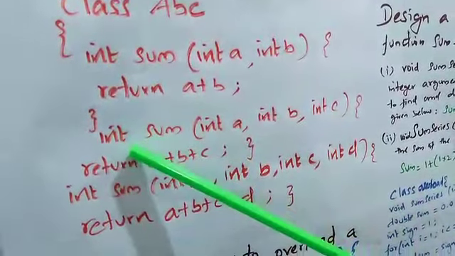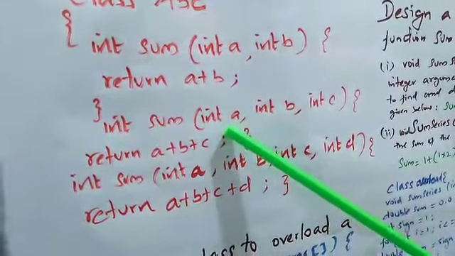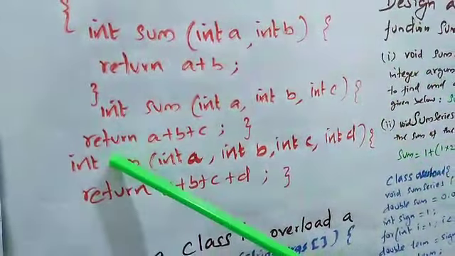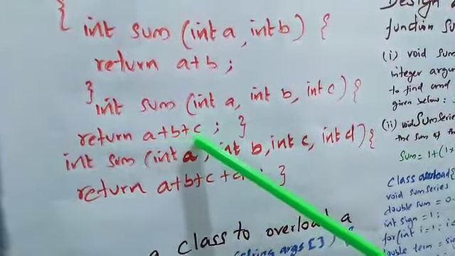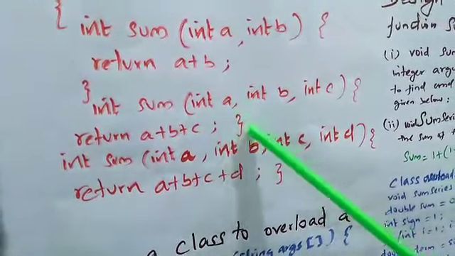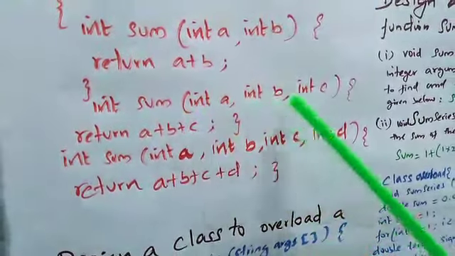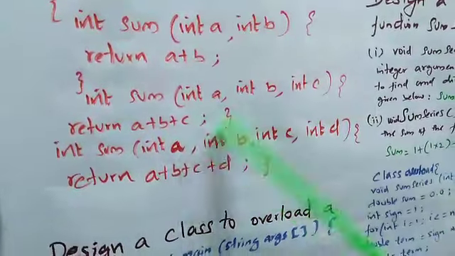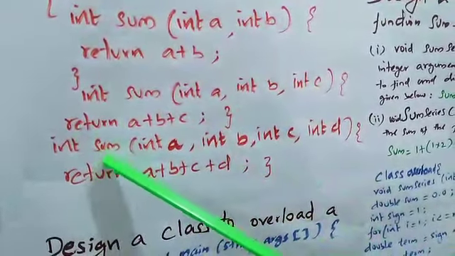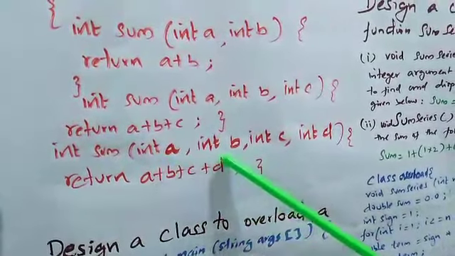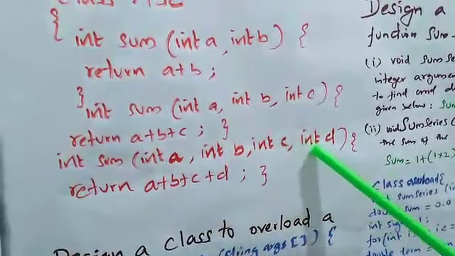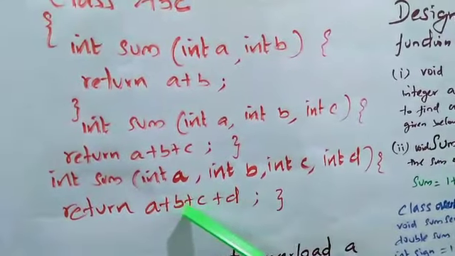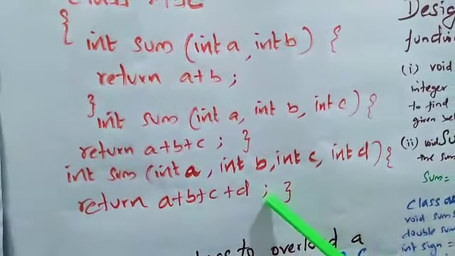Again, we are taking one function, int sum(int A, int B, int C). Open the curly bracket, return A plus B plus C, semicolon, close the curly bracket. So this function does addition of three variables, A plus B plus C. Another function we are taking, int sum(int A, int B, int C, int D), then open the curly bracket, return A plus B plus C plus D, semicolon, close the curly bracket.